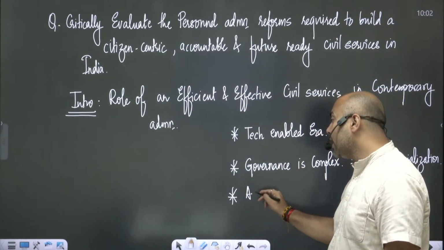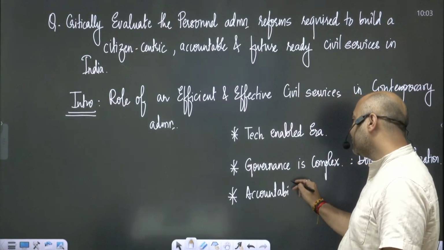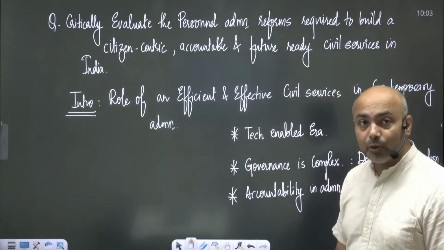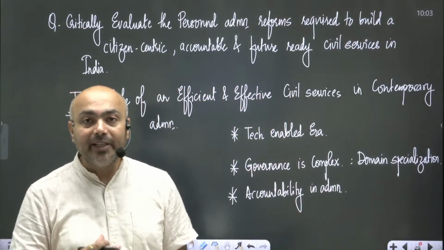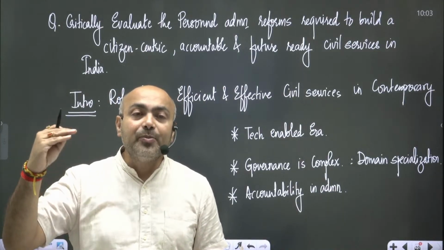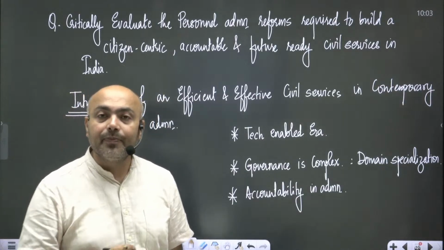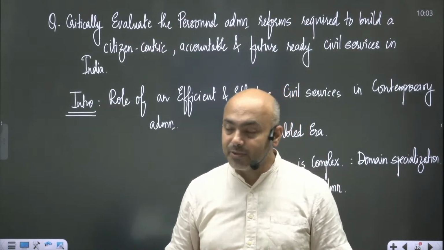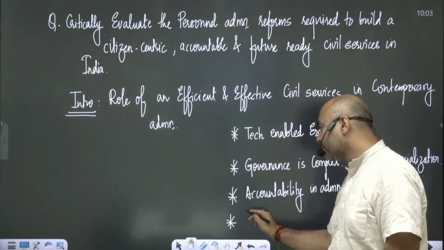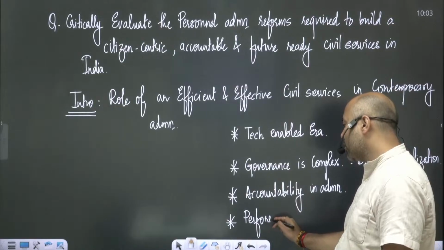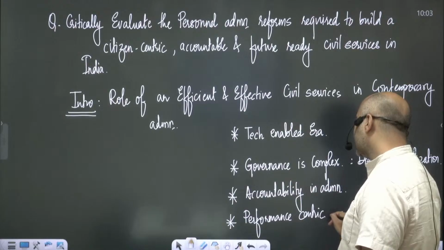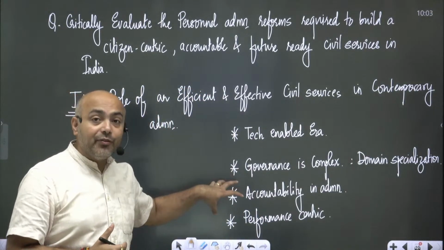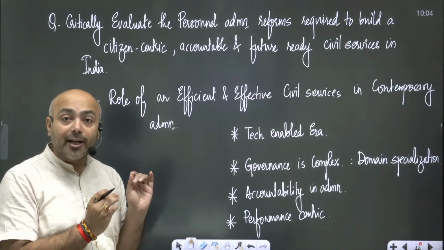Similarly, this is also an era of accountability in administration. Okay, this is also an era of accountability. That means administration today is not anymore the administration of the 1960s or the 1970s. Today, administration has to be more accountable, and therefore there are some changes to be made there as well. At the same time, there has to be an administration which is more performance centric. Okay, more performance centric.